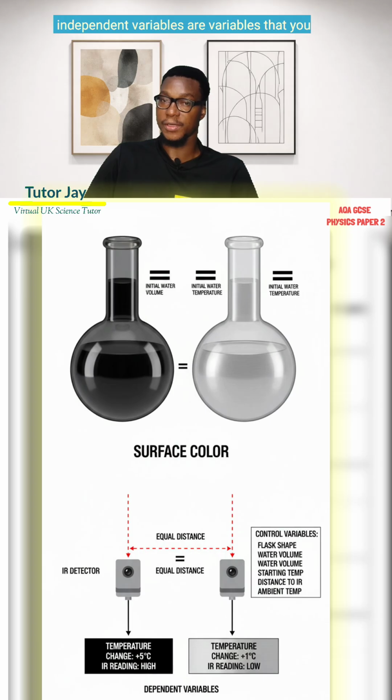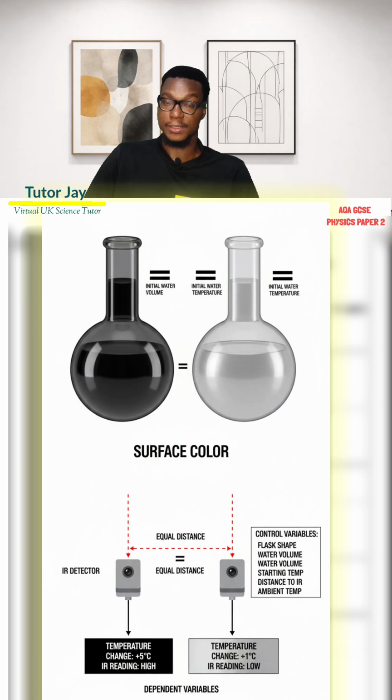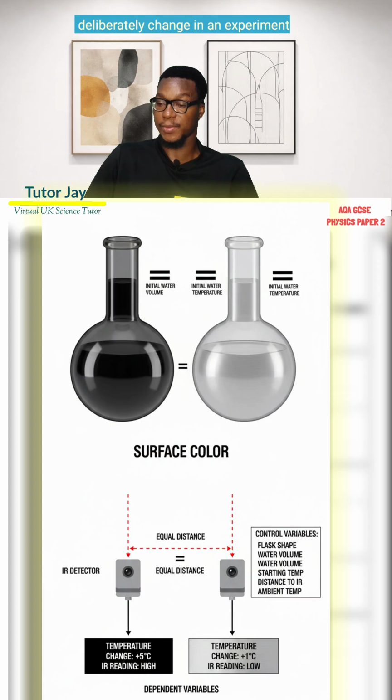Independent variables are variables that you deliberately change in an experiment. In this case, that's the surface color of the flask, the black or the silver. And then the temperature change is your dependent variable. That's the variable you measure. That's the purpose of our experiment.